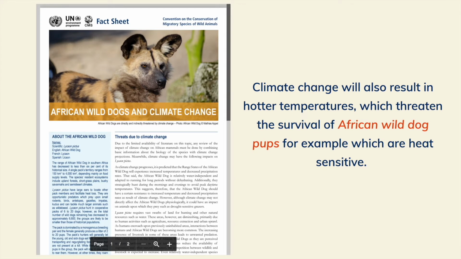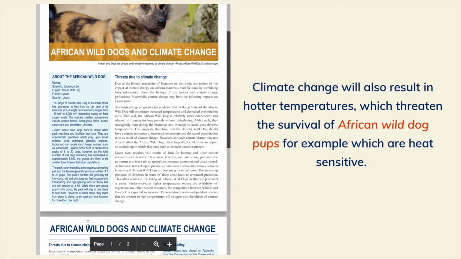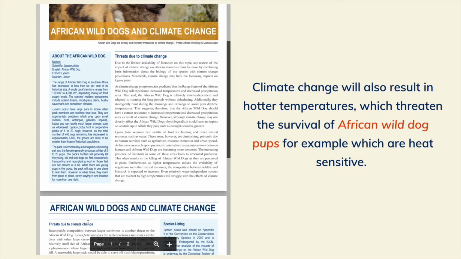Another result of climate change is hotter temperatures, which can actually threaten the survival of the African wild dog pups. They are actually heat sensitive. I have here an article about the African wild dogs and climate change and how these dogs are directly and indirectly threatened by climate change. Threats due to climate change.